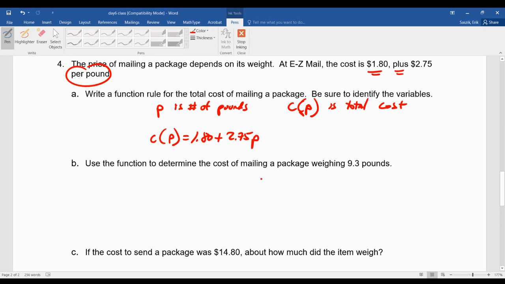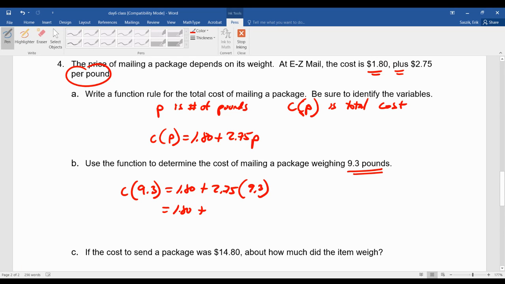Use the function to determine the cost of mailing a package weighing 9.3 pounds. Now you ask yourself, is this the input or the output? And I hope you realize that this is the input. This is the P. So this is the same thing as doing C of 9.3. So we're just going to plug in 9.3 for P in our function that we wrote up here.